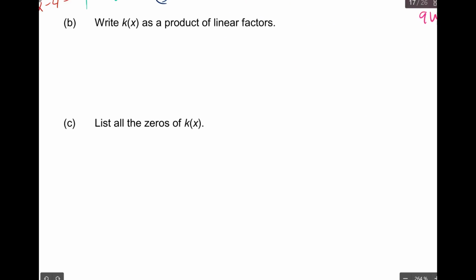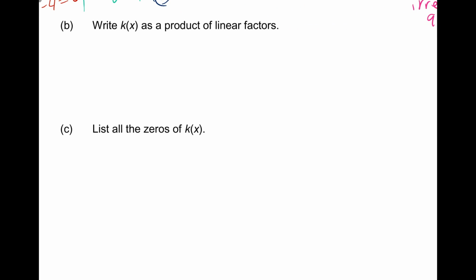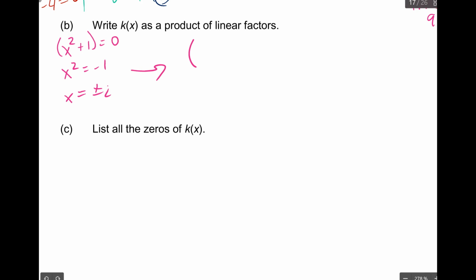B says write k of x as a product of linear factors. Oh, this is literally what I just did. I have x squared plus 1 equals 0, so x squared equals -1, so x is equal to plus or minus i. Now what I'm going to do is a product of linear factors, aka get rid of the quadratic. So I still have my x plus 2, I have my x plus 3, x minus 4, but then I bring in my x minus i and my x plus i.